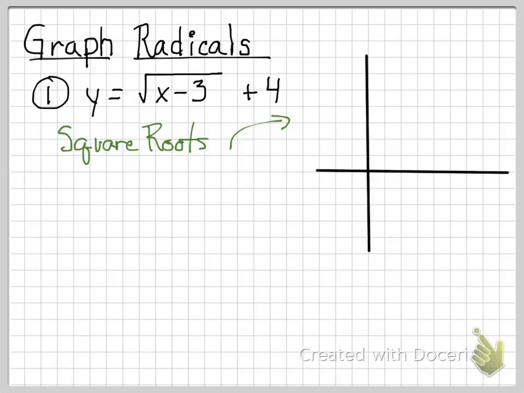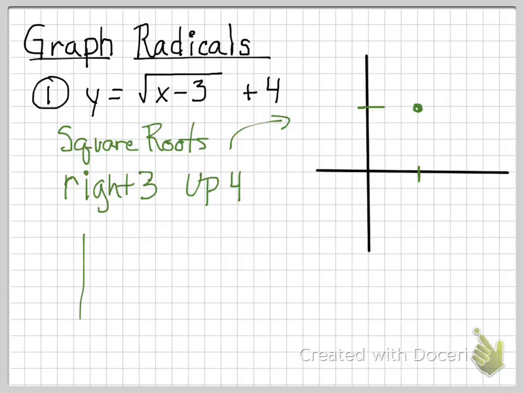So what's my transformation? Well, the 3 underneath the radical tells me it's going to the right 3. The 4 is going up. So we're going right 3 and up 4. So from 0, 0, I go right 3 and up 4. This is my new starting point for my curve.